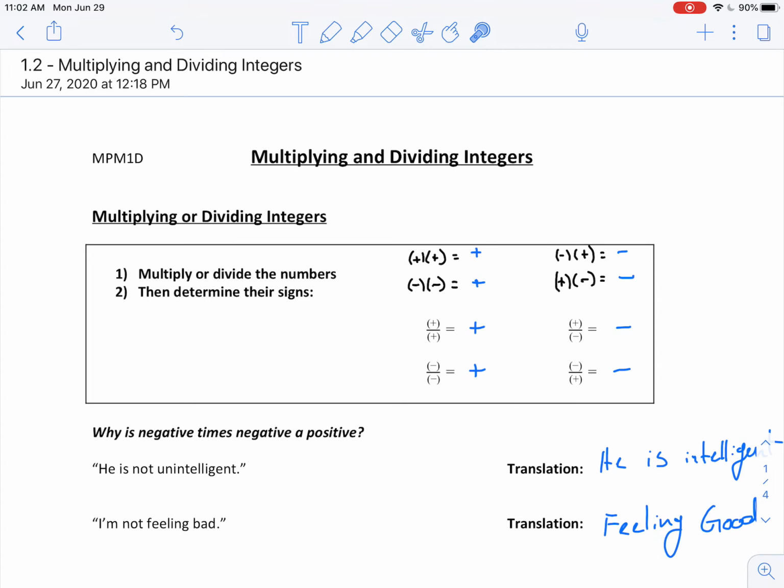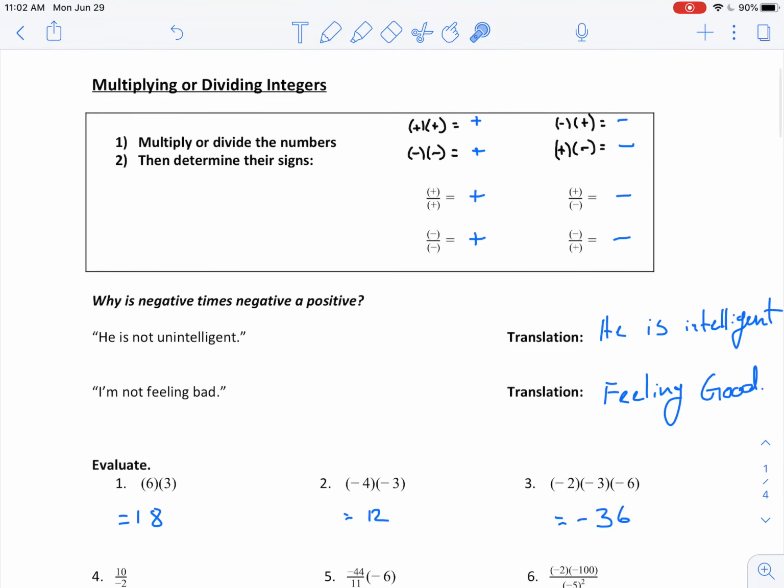So why is negative times negative a positive? Well, if we're thinking about it with words, "he is not unintelligent" simply means he is intelligent. "I'm not feeling bad" translates to feeling good, right? So we have double negatives when we talk about language. It's the same kind of thing. Double negative is a positive.